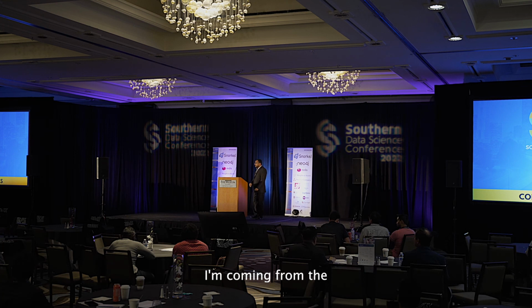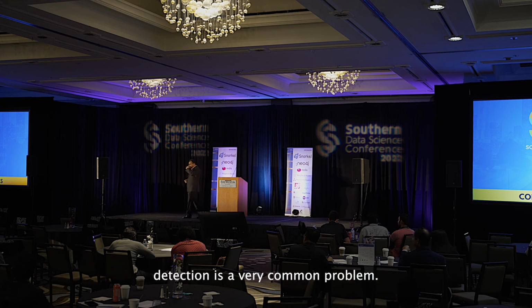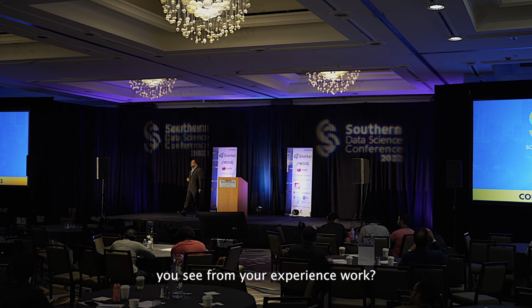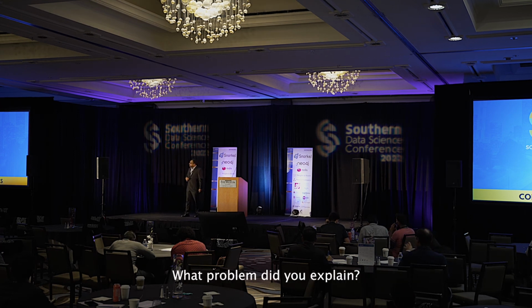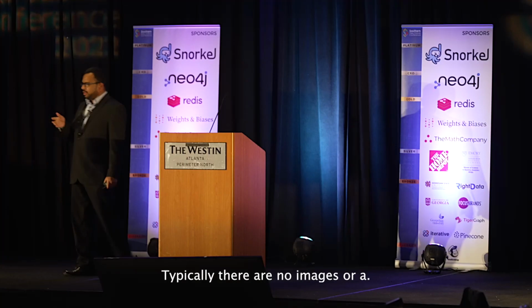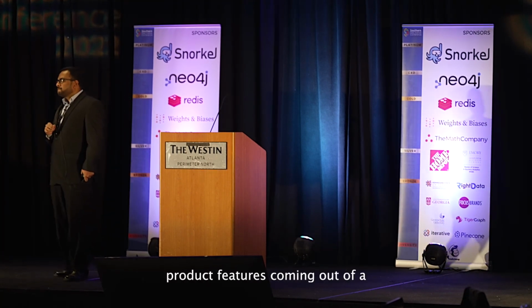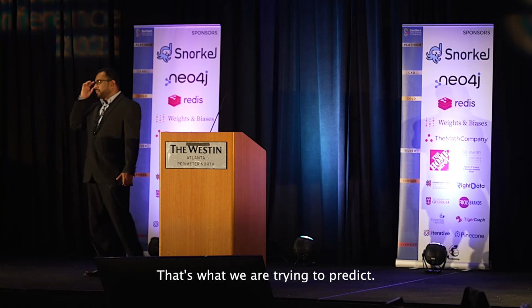Thank you. I'm coming from the manufacturing industry where the scrap rates are pretty low and outlier detection is a very common problem. So what kind of techniques do you see from your experience work well in that kind of data sets and scenarios? Sorry, what problem did you explain? I didn't get it. I'm coming from manufacturing. Manufacturing. The data sets are images or? A mixture of images, or it can be product features coming out of it, like end-of-line scraps. That's what we are trying to predict.